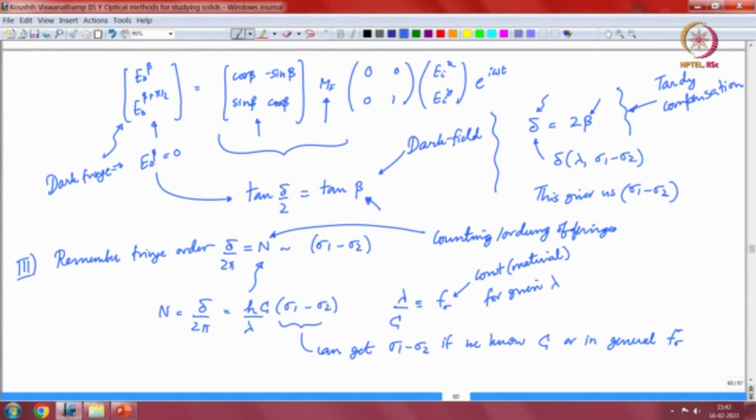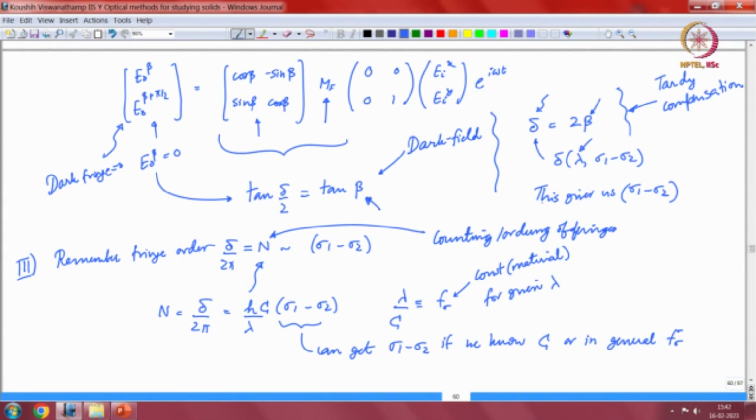When beta becomes delta by 2, you will get a dark fringe, and you know the value of delta, and from there, since you know the wavelength of light, delta being a function of these two, you can get the value of the principal stress difference, right. And I also mentioned that this technique of using the polarizer and analyzer in this way by changing their relative orientation is called Tardy compensation. I mentioned this in the last class.